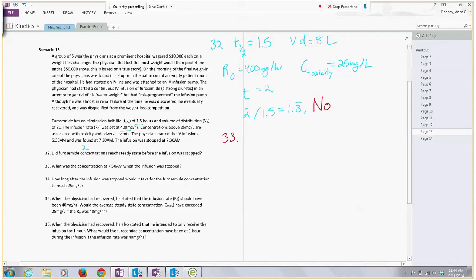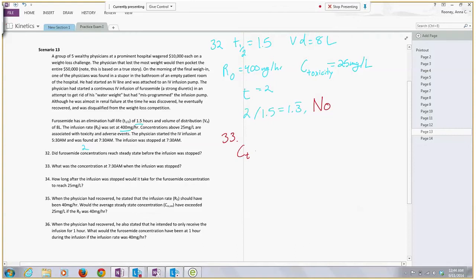So what is the concentration after those 2 hours? What amount did this guy end up having in him that caused him to pass out, almost end up into renal failure? He probably lost his job. I'll have to look this up. I'm curious, did this guy lose his job?